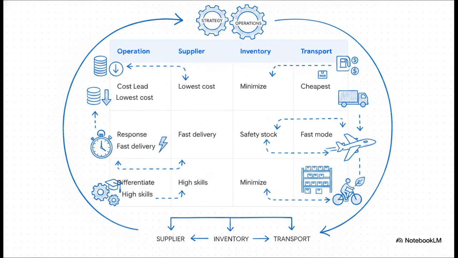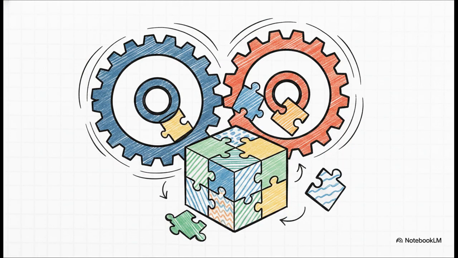But if you're using a response strategy, you need suppliers with high capacity, you'll gladly pay a premium for fast delivery, and you're definitely keeping safety stock around as a buffer. Going for differentiation? Then you need suppliers with serious product development skills, minimal inventory to avoid obsolescence, and highly efficient, knowledgeable transport. What this means practically is that even the design of the product itself changes.